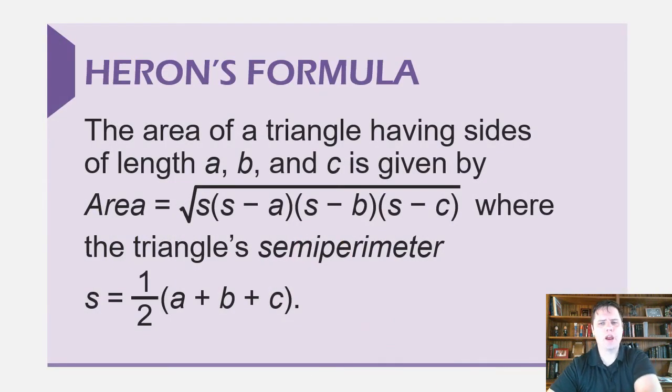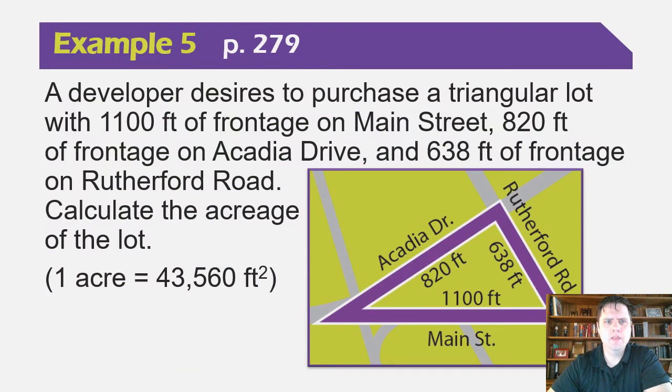Now, Heron's formula, which I already described to you in the previous slide, is this. Again, you have a box in your book that describes this. Let's do an example of using Heron's formula. It's pretty simple. So here we have a word problem, which makes it a little bit more fun, and you can see a practical real-world application of this.